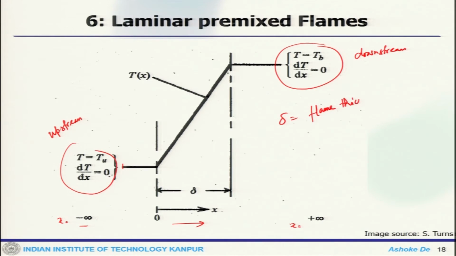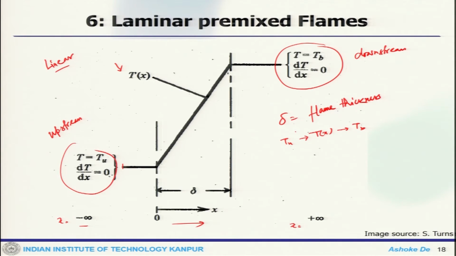This delta is the flame thickness where you have this temperature. Now, the assumption here is that T(x) is linear. This is what we assume for the temperature profile, and the temperature goes from T unburned to T burned, and the distance over which this happens is the delta, or the flame thickness. So, within this distance the temperature goes from T unburned to T burned.